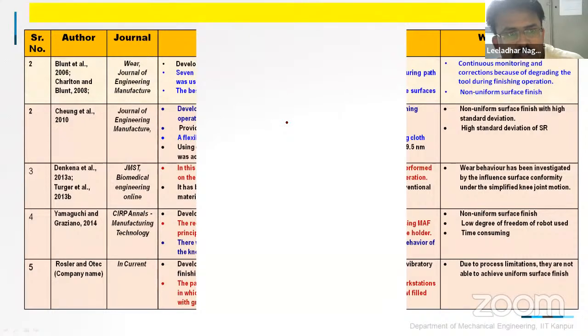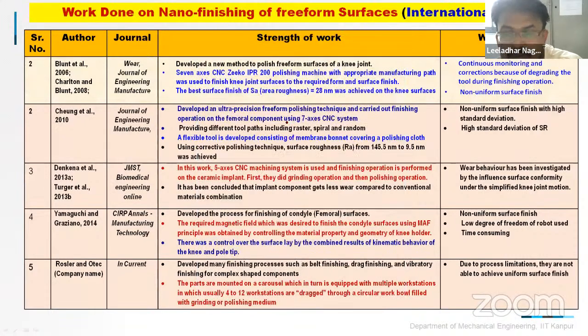So this is all about the finishing process, and the international status. Japan, China, Roessler and Otek are all working on these processes. I'm not going into detail, but I have mentioned the weaknesses of these processes. What are the weaknesses?